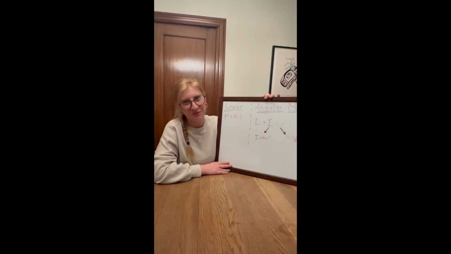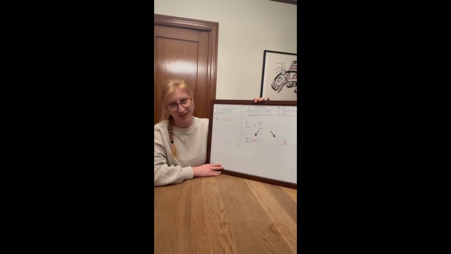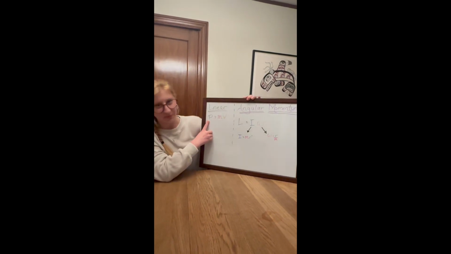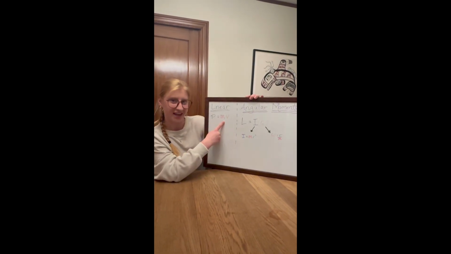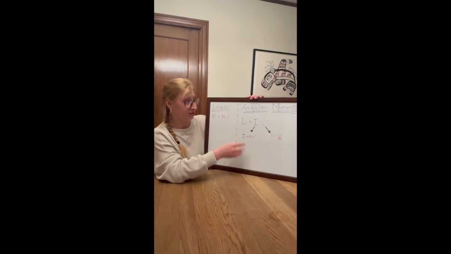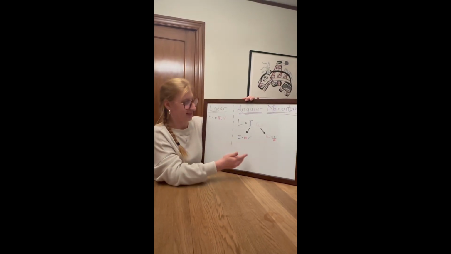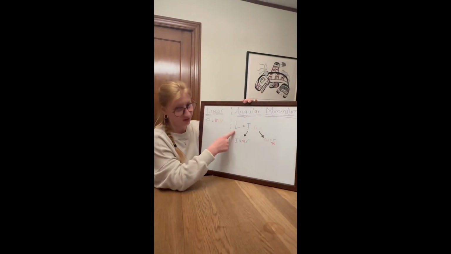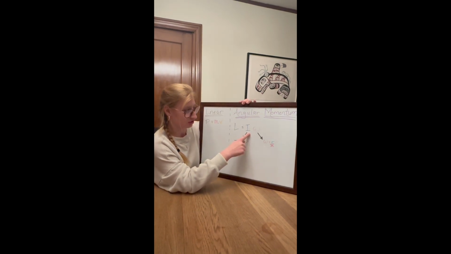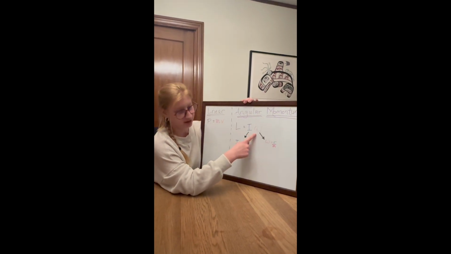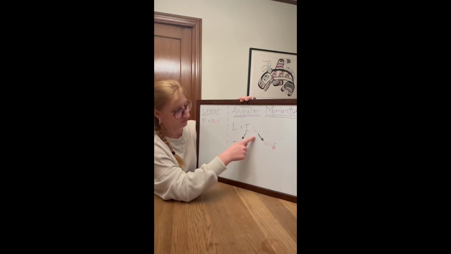First, let's review linear momentum so we better understand the rotational version. Linear momentum is represented by P, and it equals the mass times the velocity. Now, in rotation, it's called angular momentum, and that is represented by the variable L, and that equals the moment of inertia, or I, times omega, or the rotational velocity.